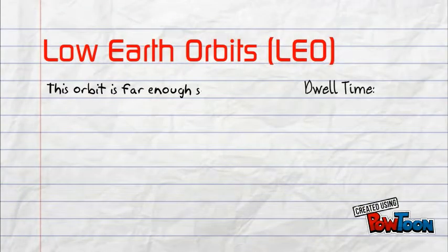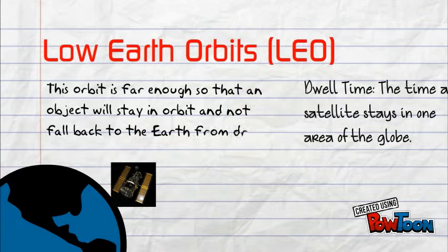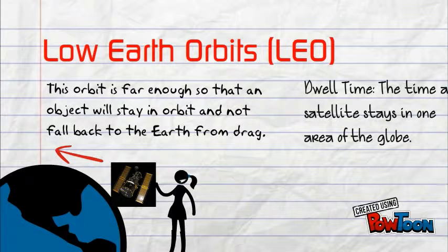Low Earth orbits. This orbit is far enough so that an object will stay in orbit and not fall back to the Earth from drag. Over time, objects in this orbit will slow down. This leads the object to fall back to Earth. This orbit does not have a long dwell time on areas.